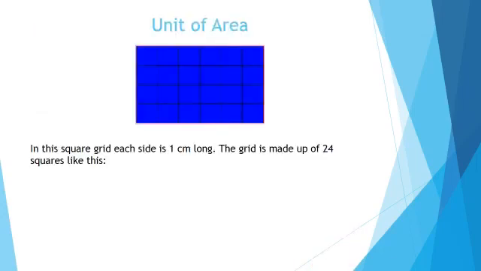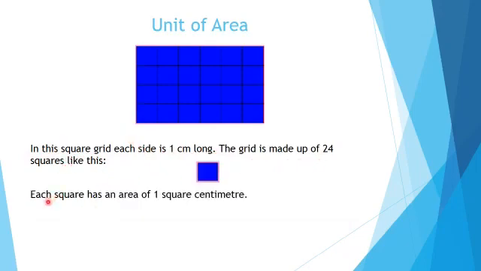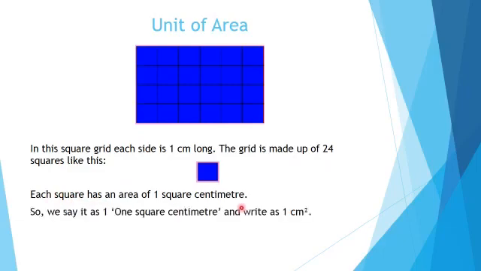Now, unit of area. In this square grid, each side is 1 centimeter long and this grid is made up of 24 squares like this. So each square has an area of 1 square centimeter. So we say it as 1 square centimeter and write as 1 cm squared. Therefore, the unit of area is centimeter squared.